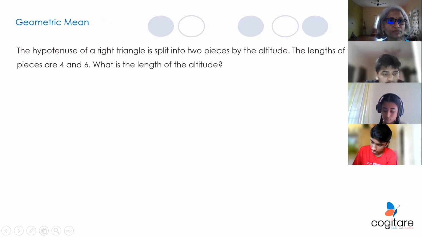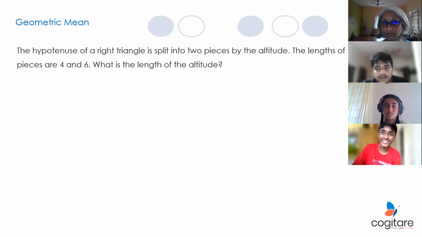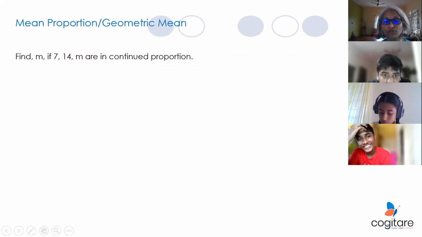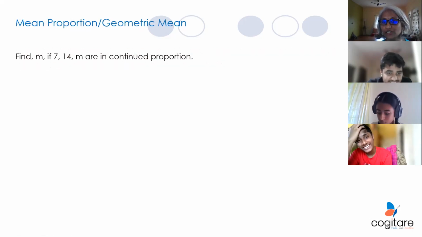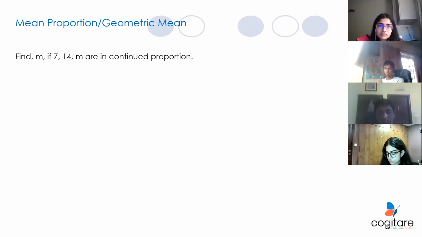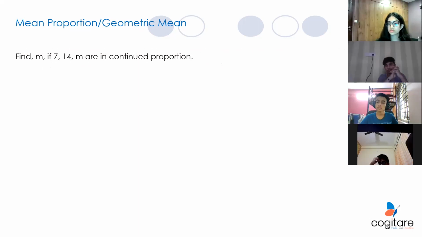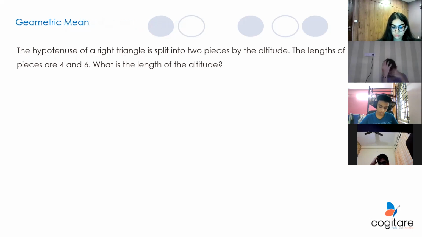Why so long, Daksh? Okay, I got confused now. What is there to get confused about? 14 square is 7 into m. Guys, prelims is of no use if you are not paying attention. Next question.